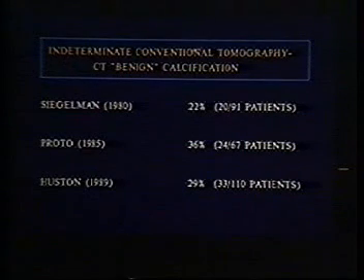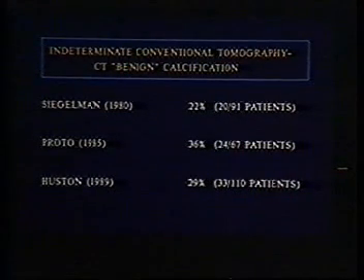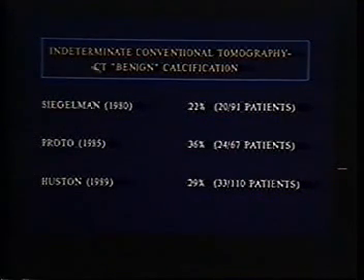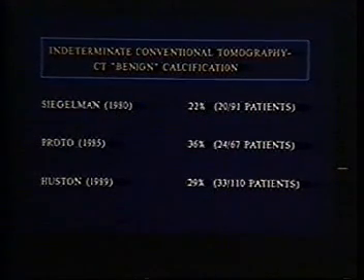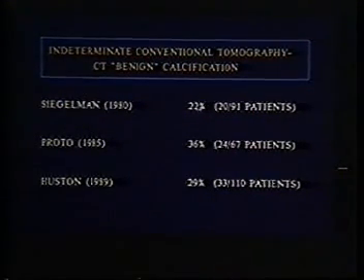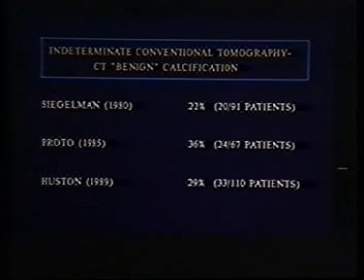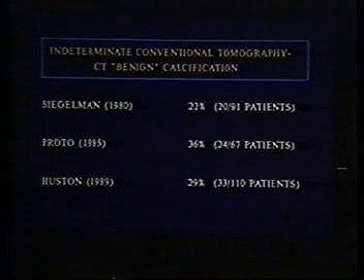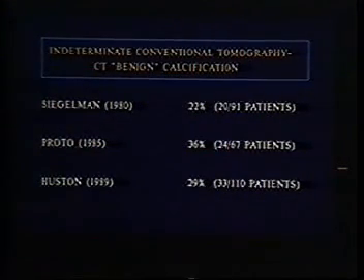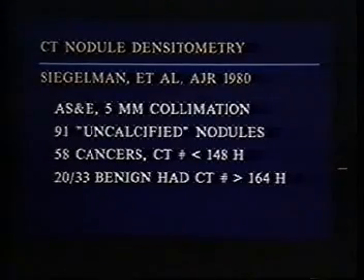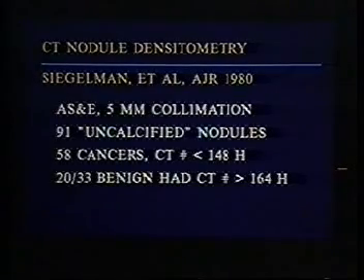in which conventional tomograms were indeterminate. That is, no calcification could be diagnosed using conventional tomos, but CT showed typical benign calcification. In Siegelman's article, 22%, Proto's article, 36%, a very recent article just published in Radiology, 29%. So about 30% of nodules that do not have calcification on conventional tomos show calcification on CT. And this is indeed why I think CT should or has replaced conventional tomos in this regard.